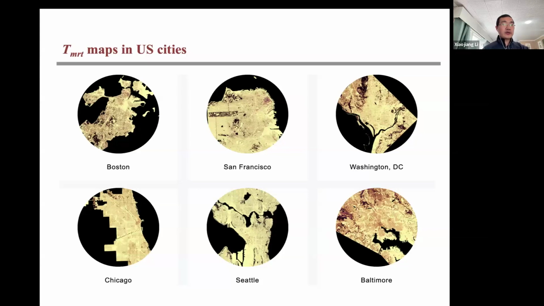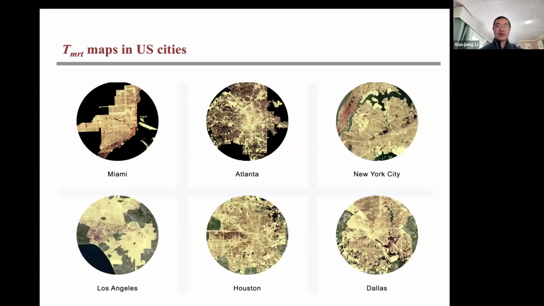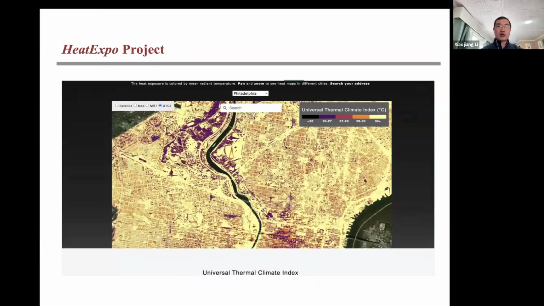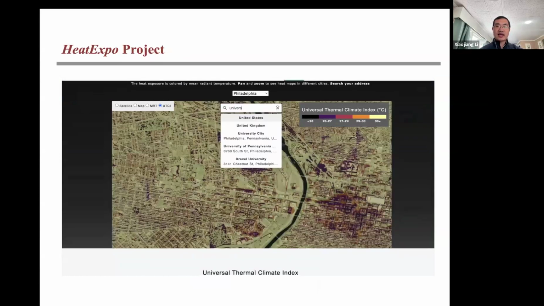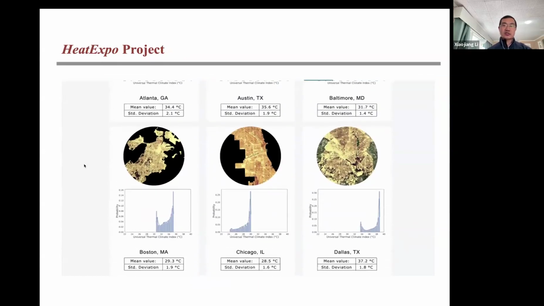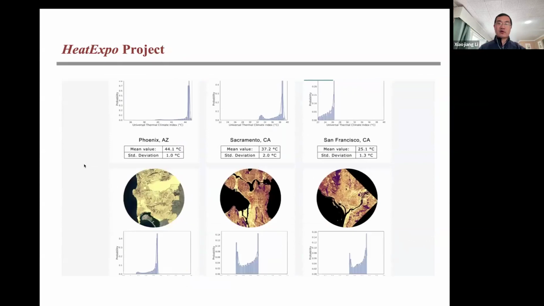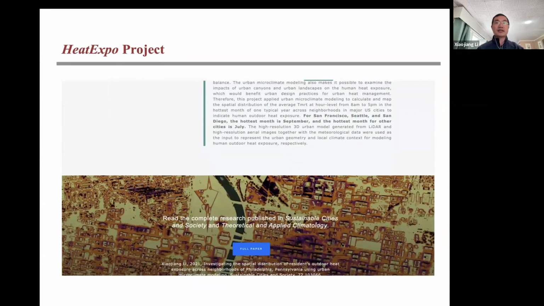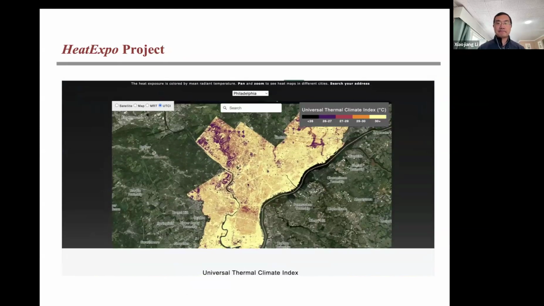I also generated a project called Heat Expo. I generated it for many cities like Boston, San Francisco, DC, Chicago, Seattle, Baltimore, and many more, with a spatial resolution of 1 meter. Here is a video to show you the project I developed. If you want to go to the University of Pennsylvania, type in the address over there and you can get the heat exposure level. For other cities, it's also available. If you're interested, Google Heat Expo and you can find the website.